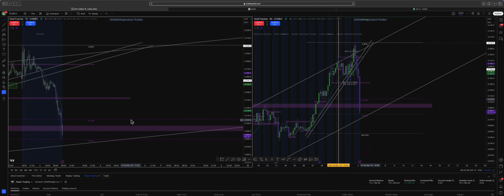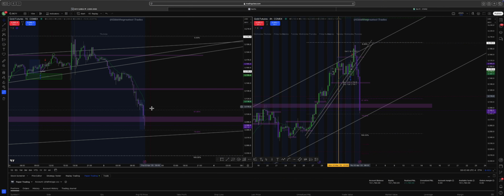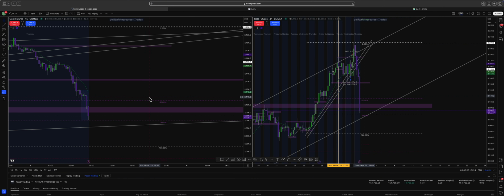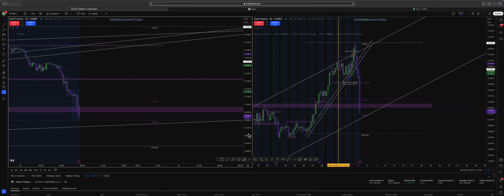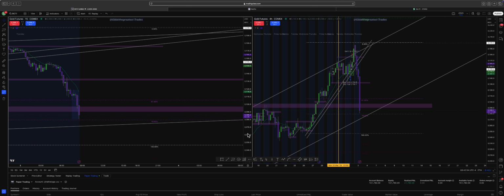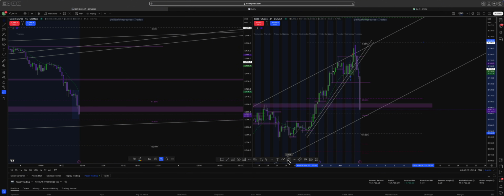But as you can see on the right hand side, I drew my Fibonacci from my most recent 4-hour low to the most recent high that it made. And then I'm just gonna look for a buy setup in this 61.8 or the 78.6 area.